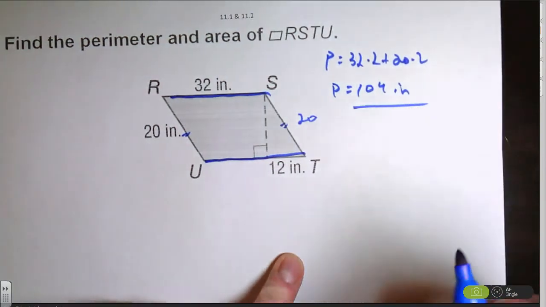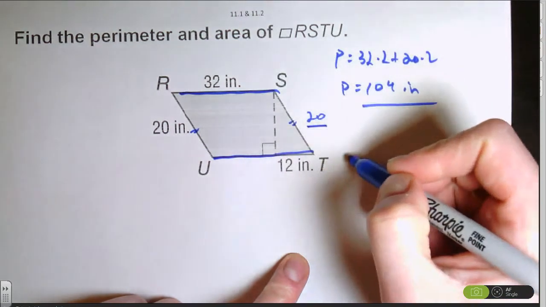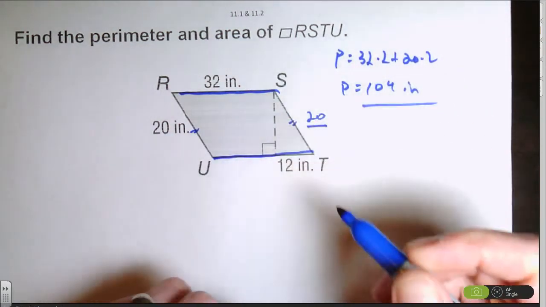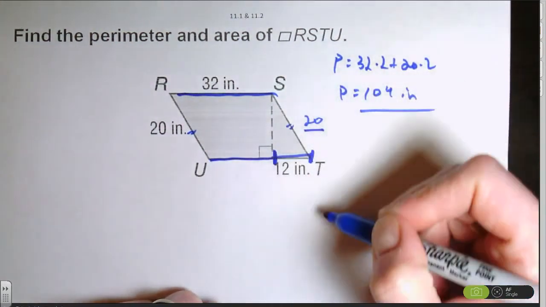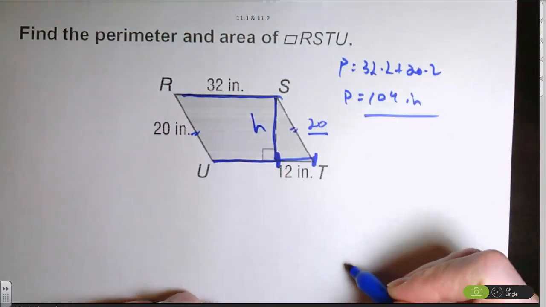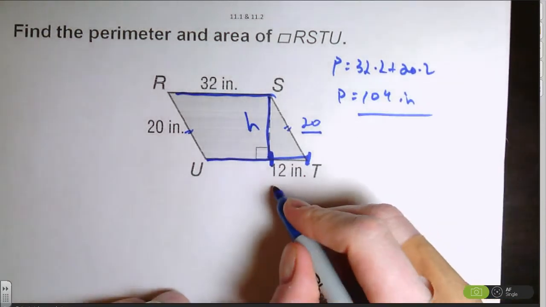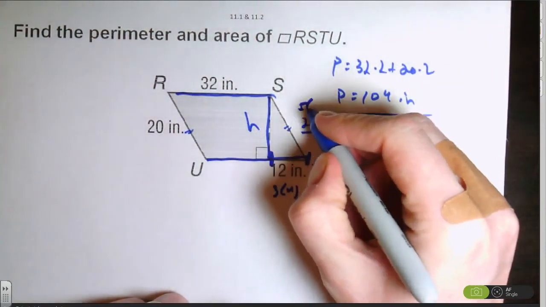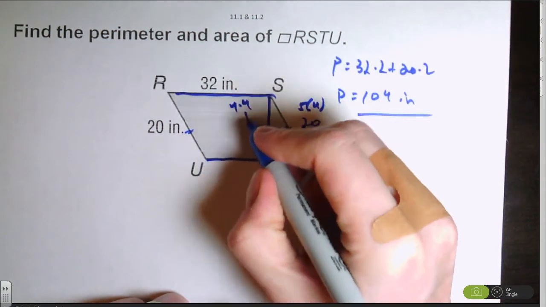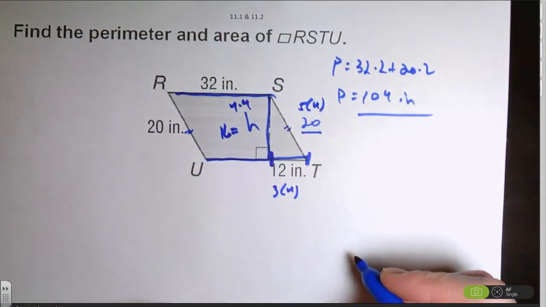Now area though, they gave us that this is 12 inches for a reason. That's because it's only 12 from here to here. I'm going to have to find the height by using the Pythagorean theorem. Or you may remember your Pythagorean triples. This is 3 times 4. This is 5 times 4. So that's 4 times 4, which is 16. Okay, so that's the height.